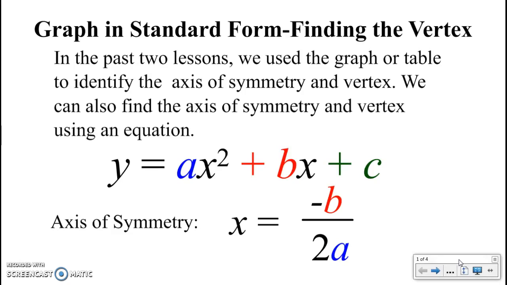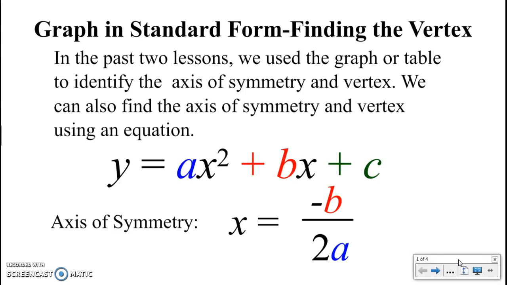So if we're given the equation y equals ax squared plus bx plus c, we are going to use the formula, the opposite of b over 2a, and that gives us our axis of symmetry. So it's really easy. Plug those numbers in, simplify, we have our axis of symmetry.